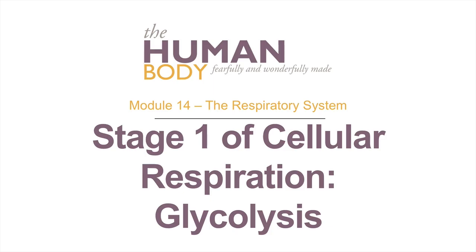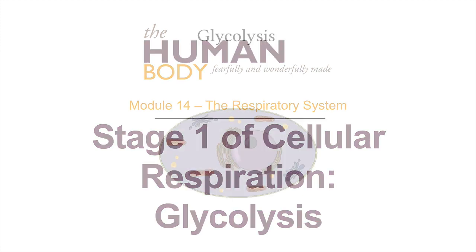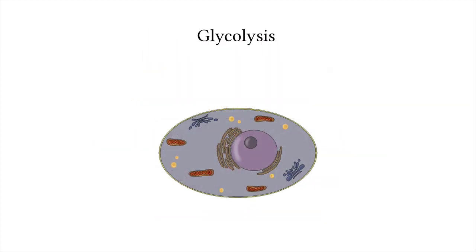Module 14, the respiratory system. Stage 1 of cellular respiration, glycolysis. The first stage of aerobic cellular respiration is glycolysis. It occurs in the cytoplasm of the cell.